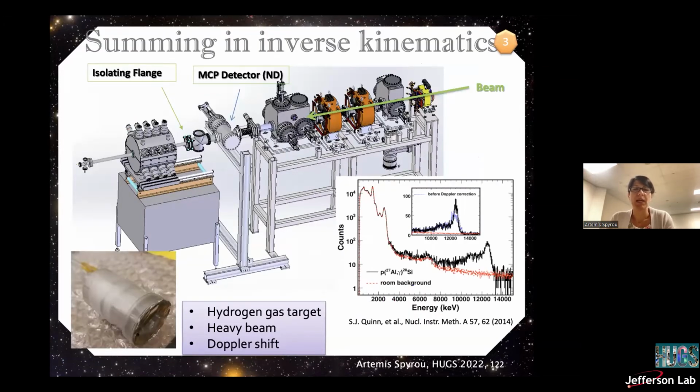We also applied the summing technique that I mentioned before in inverse kinematics. There's no reason not to. So we're not measuring the heavy recoil. We still only measured the gamma rays. And this is where, as I mentioned earlier, we had to worry about cosmic rays, and we figured out techniques to reject those cosmic rays and so on.